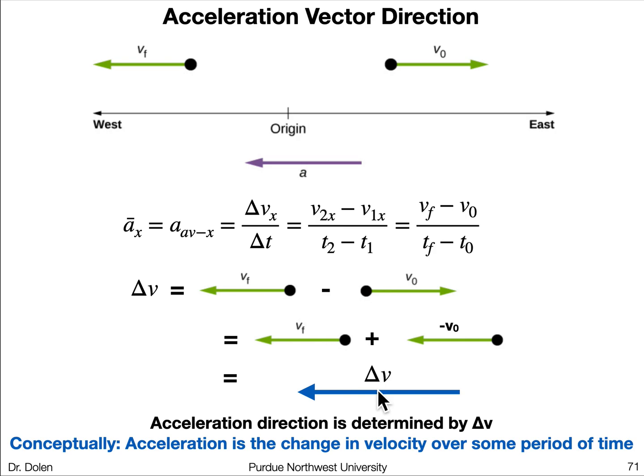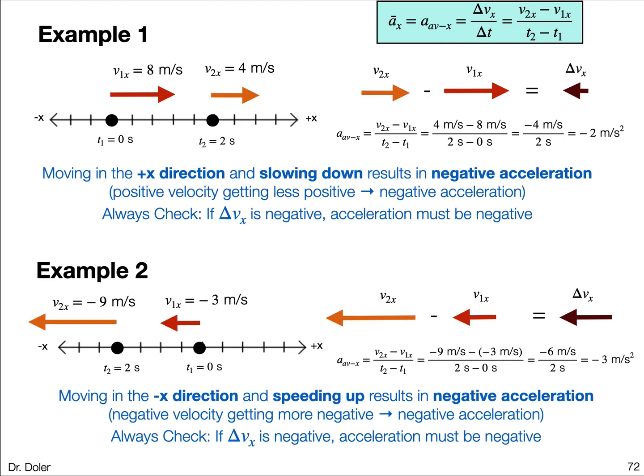Okay, so conceptually, acceleration is a change in velocity over some period of time, and the direction of our acceleration is determined by the change in the velocity. So let's do a few examples of this, because acceleration direction can be a little counterintuitive, whether it's positive or negative, and it's a really common source of mistakes, so let's go through a few examples.